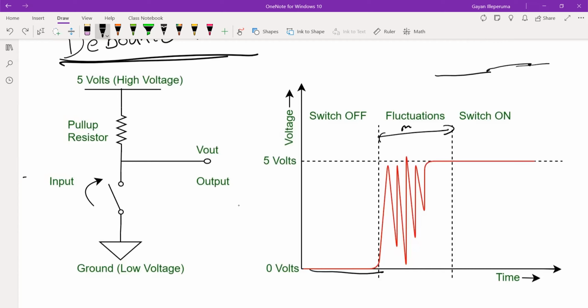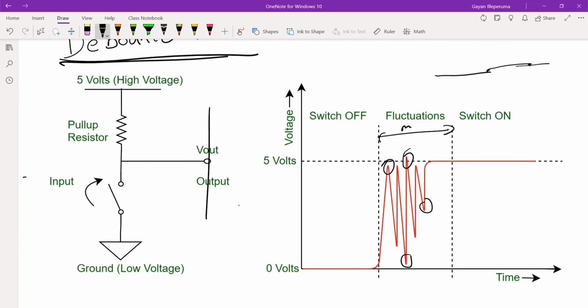For slow circuits, this won't be a problem. They won't be able to respond to very fast transitions like this. But if you're using a digital electronic circuit, it might detect these as switch ons and offs.